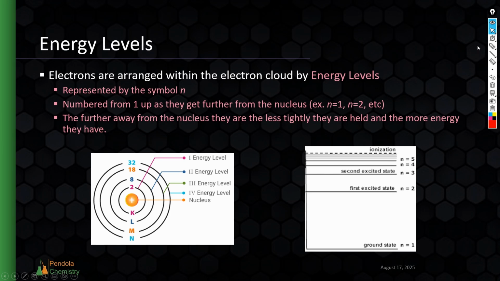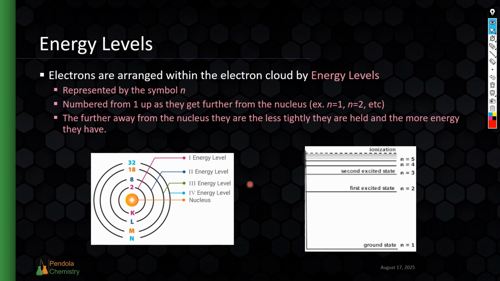Energy levels are often going to be represented with the symbol n. So n equals 1 being energy level 1, n equals 2 being energy level 2, so on and so forth. If we look at this graph right here, when we're looking at the ground state at the bottom, n equals 1 means that this line represents energy level 1. n equals 2 means that this line represents energy level 2, so on and so forth.